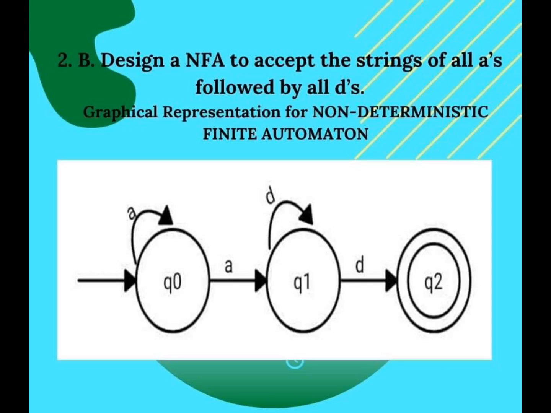Next is problem 4. Design a non-deterministic finite automaton to accept the strings of all A's followed by all B's. Let me explain this problem and the 5-tuple: states, input alphabet, start state, and also the final state. Firstly, the states of the NFA are the set Q0, Q1, Q2. Next, the input alphabet is equal to the set A, B. Next, the start state is equal to Q0. Next, the final state is equal to Q2.